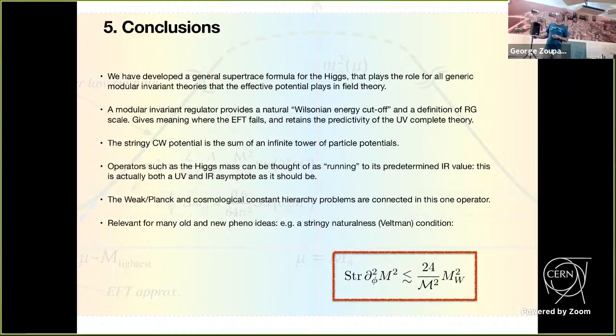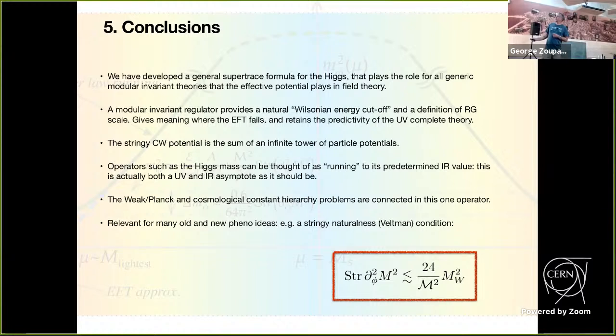And this modular invariant regulator of Jordan's lens is very clever. And so we're able to adapt it, and we're going to insert a Wilsonian cutoff using it and get a good definition of renormalization scale, even though the theory is completely UV-IR mixed, and so it looks like it's quite problematic to do that. One thing that you probably noticed is the full potential looks kind of like the sum of an infinite tower of particle potentials. So that's one way to think of what's going on.